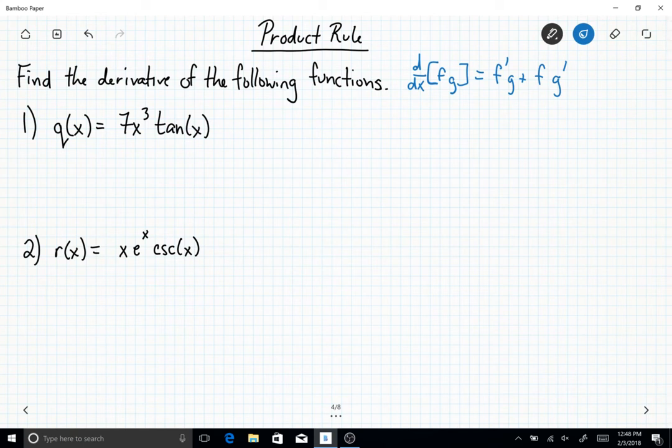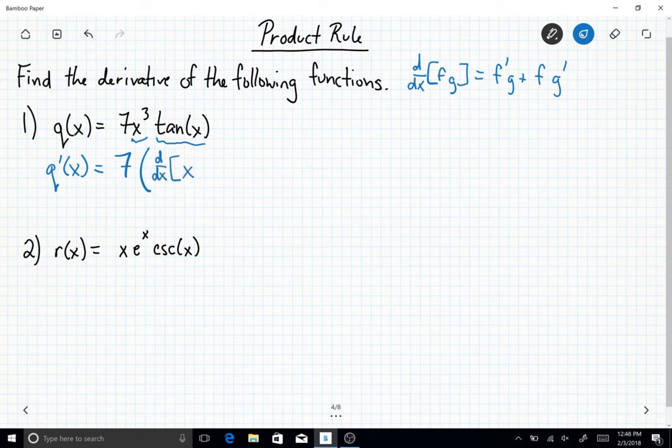Now, if we're taking a look at q of x, we have two functions. Remember, the 7 is just a constant, so we don't even have to worry about the 7. So when we calculate q prime of x, as long as we pull the 7 out front all the way, we're good to go. Now, we'll have the derivative of the first function, doesn't always have to be the first, but it's easier to work that way, times the second function, tangent of x.